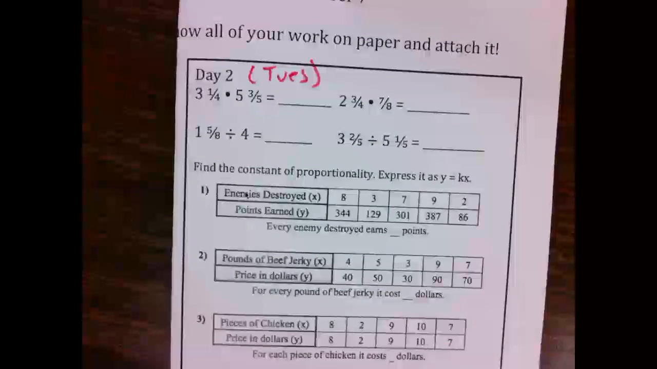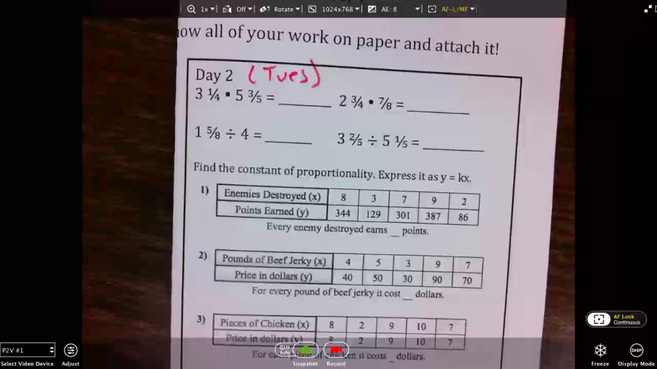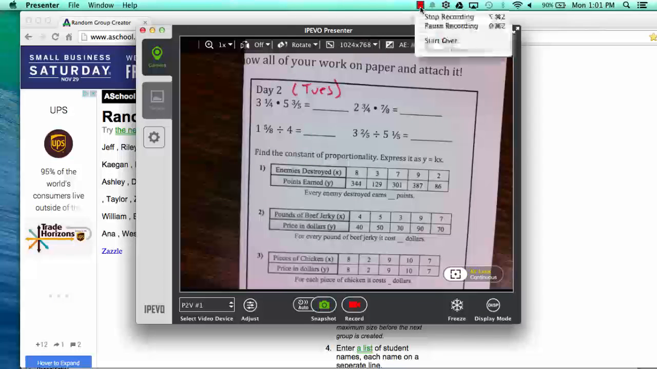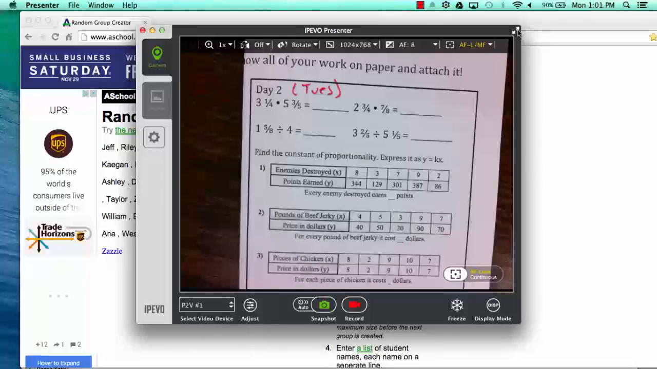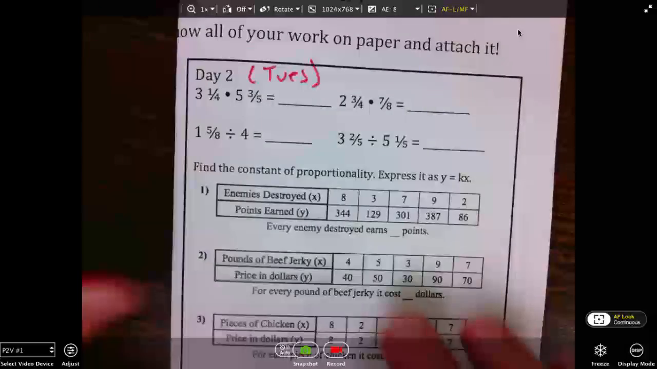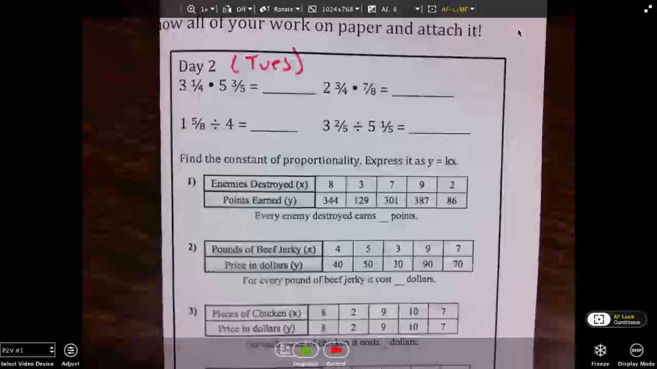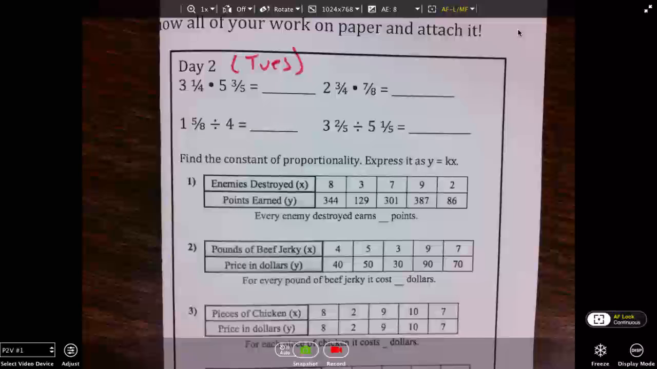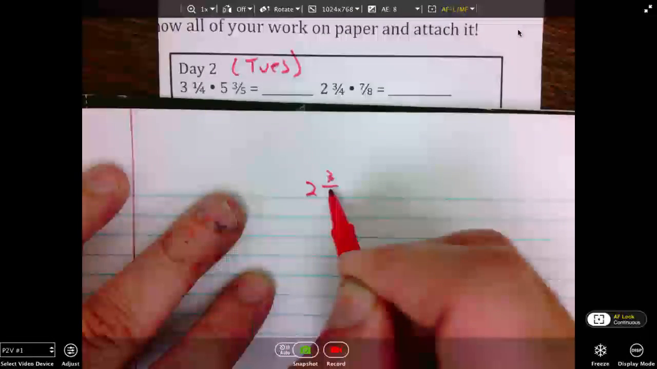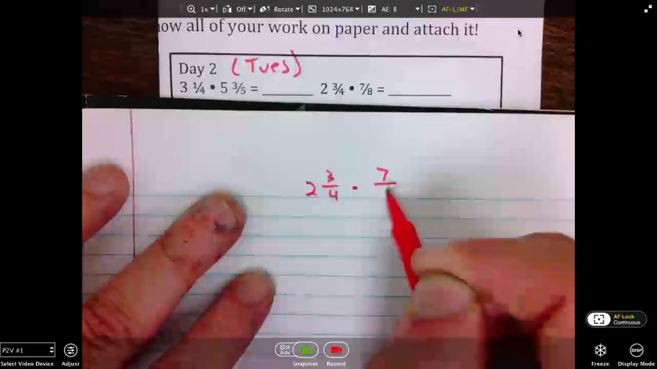Day 2, this will be Tuesday. So on day 2, we start off with some fraction problems. Let me do one of those with you. I'm going to do this second one. We have 2 3/4 times 7/8.